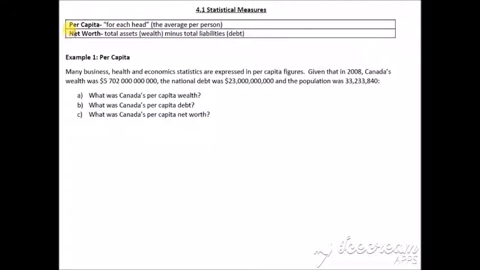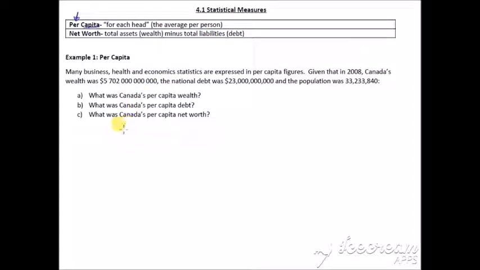So first we're going to deal with per capita, and this means for each head. Okay, so per is like per or, and then capita is like each person, right? So it's the average per person. And then we have net worth. This is your total assets, so like what you have in wealth, minus total liabilities, which is your debt.